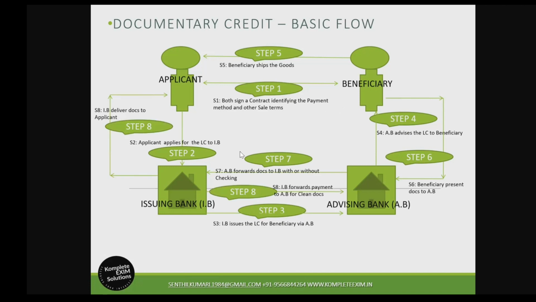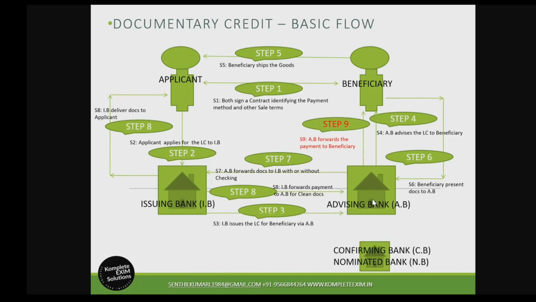The issuing bank will deliver the documents to the importer, which is the applicant. Finally, it routes the payment to the advising bank. Then the advising bank will credit the money to the exporter. So this is a normal scenario where there is no discrepancy, there is no issue. The beneficiary was able to present the complying presentation. Complying means satisfying the LC and UCP requirements. So now there is no issue.